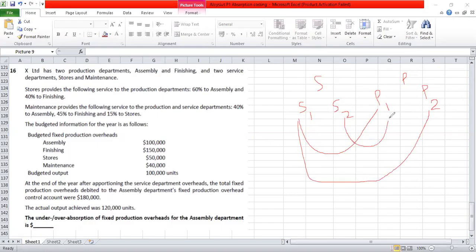Then service department 2 also will go to production department 1 and production department 2. That's a normal way. There are methods here again. Methods here about what is the direct method. So service department will not charge anything to the other service departments. They only focus on charging to production departments.